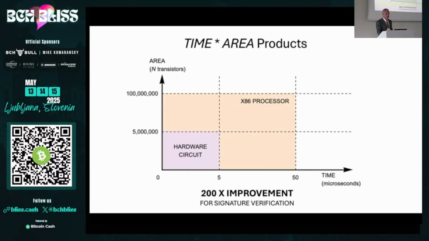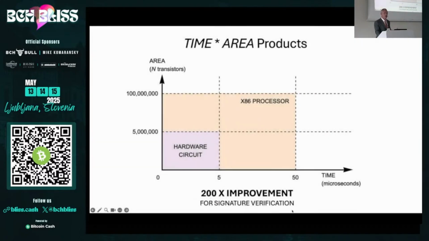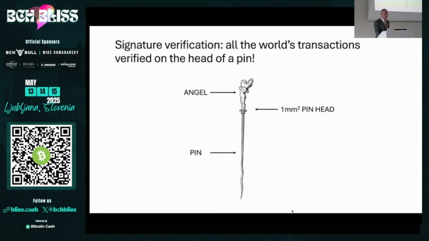So coming back to our time area charts, for the x86 processor, it takes about 50 microseconds to do a sig check. Our solution takes 5 microseconds, so we're 10 times faster. And 5 million transistors instead of 100 million, 20 times smaller, for about a 200 times improvement. So not nearly as much as hashing, but still pretty impressive, as we'll see on the next slide.